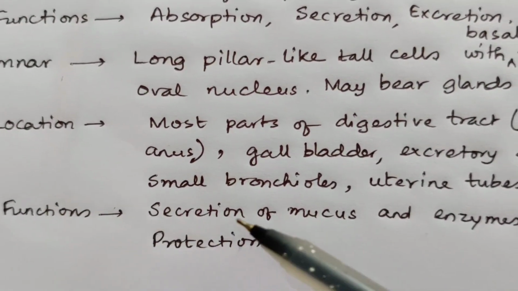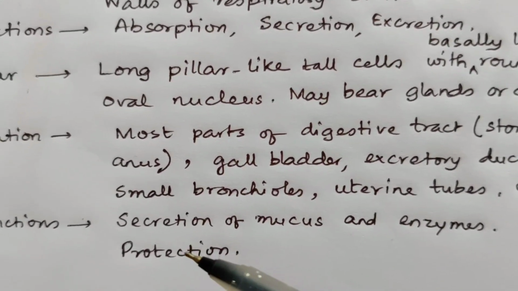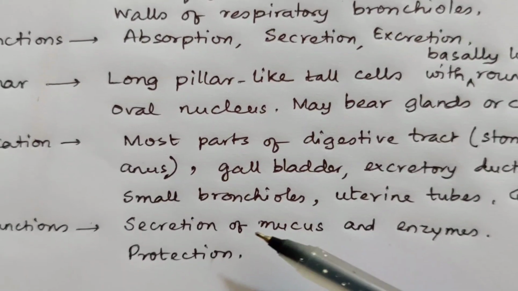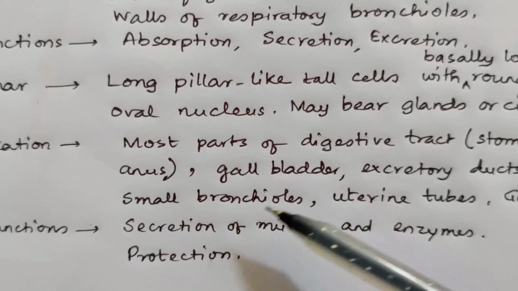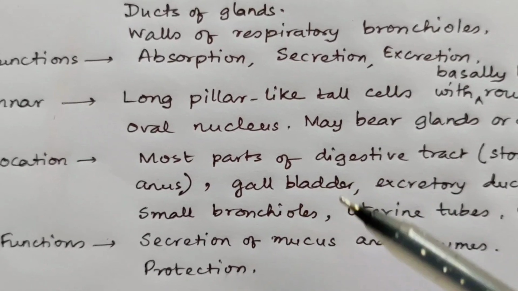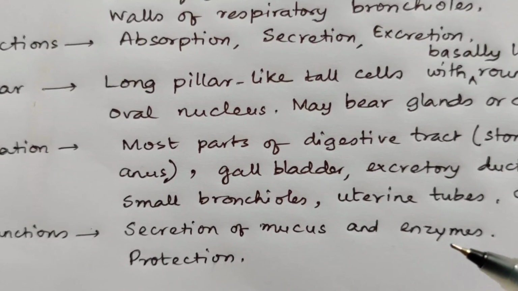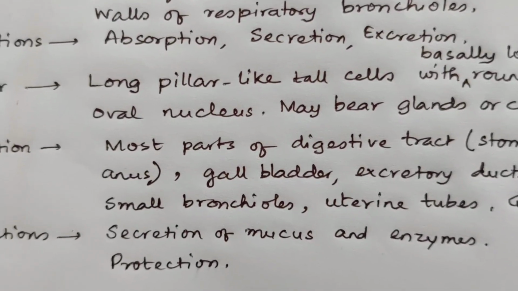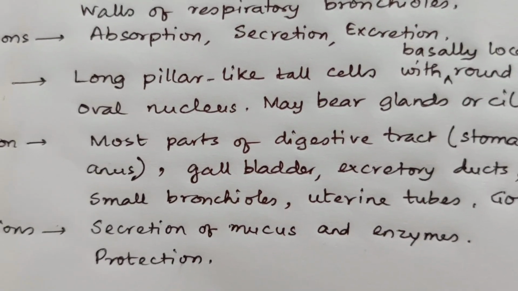Main function: the secretion of mucus and enzymes, and protection is of course its function. So mucus is used for preventing other substances from tearing our alimentary canal. Enzymes, there are many enzymes. When you study the digestive system, you will study many enzymes over here. And protection is the main function of all the epithelial cells.